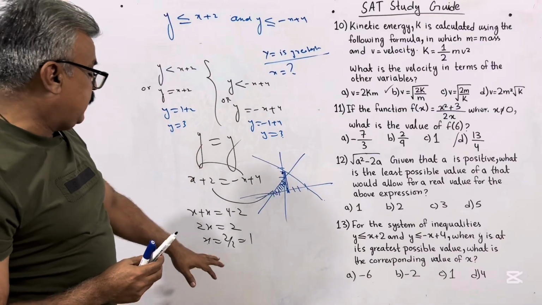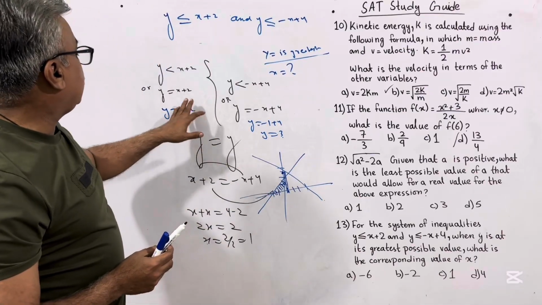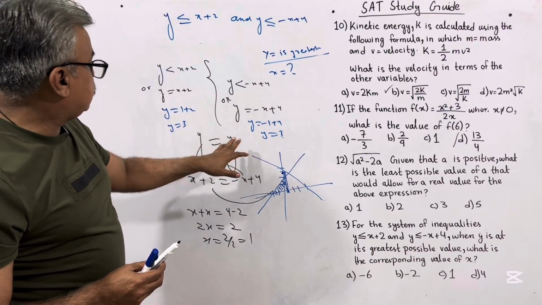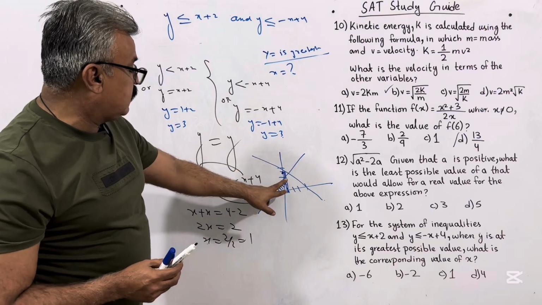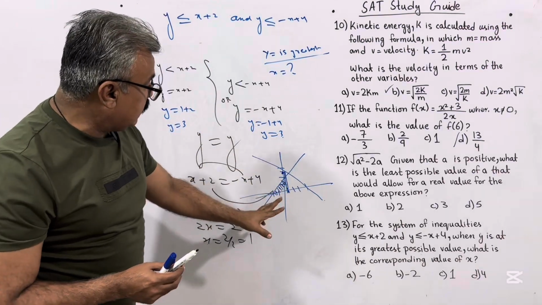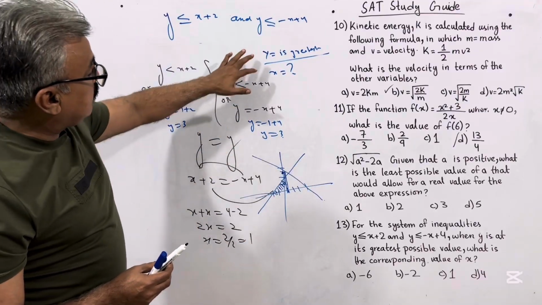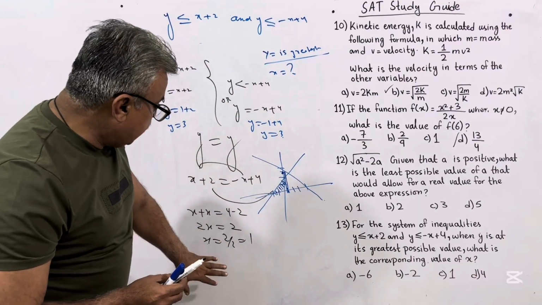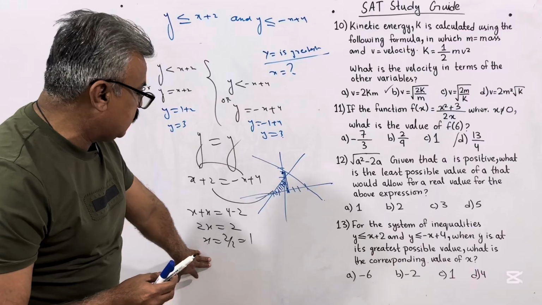So we solved and we have x is equal to 1. Plugging in here and verifying, y is equal to 3 in that case. That is the max of both of these inequalities. And corresponding to the greatest value of y, we have x is equal to 1.